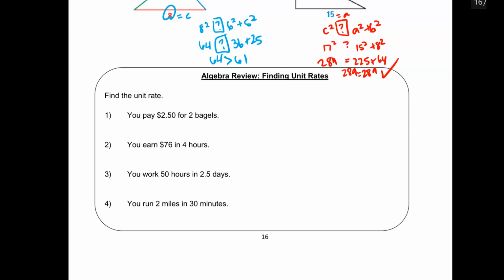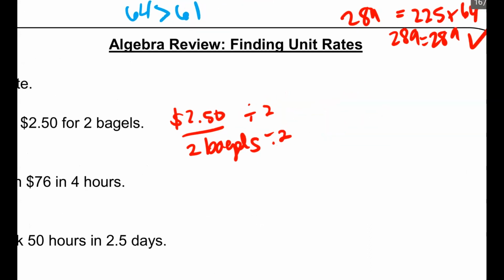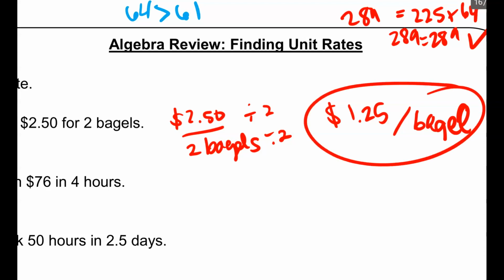Algebra review, finding unit rate. So we went over this last time. Remember, the unit rate means the denominator is 1. So you pay $2.50 for 2 bagels. That means it's $2.50 per 2 bagels. So if you divide both the top and bottom by 2, you get the unit price, $1.25 per bagel. Okay, let's keep going.